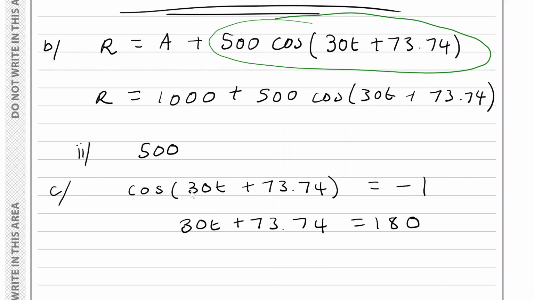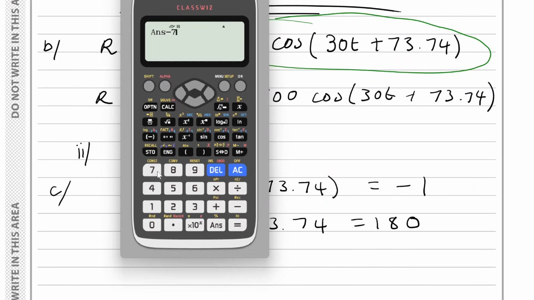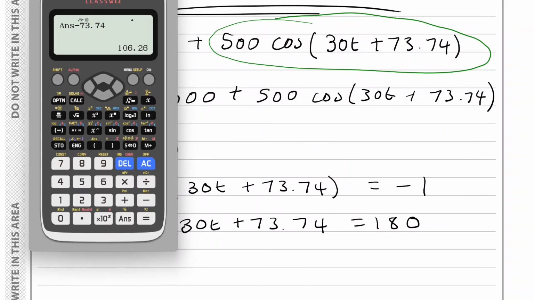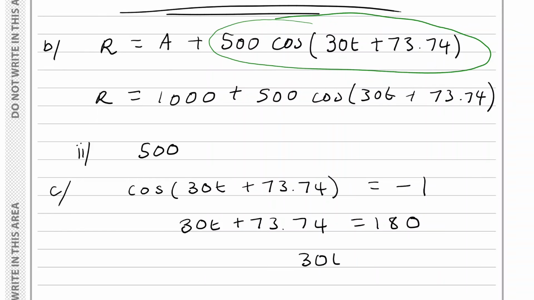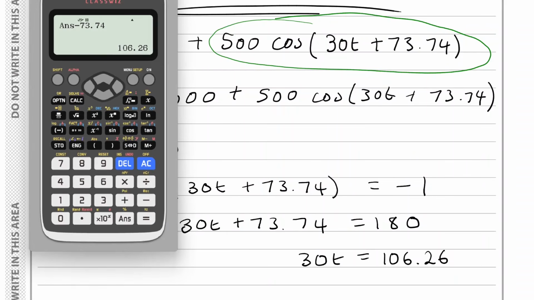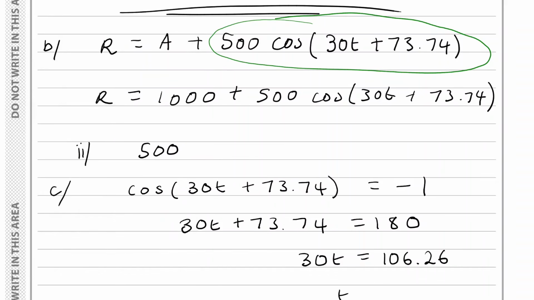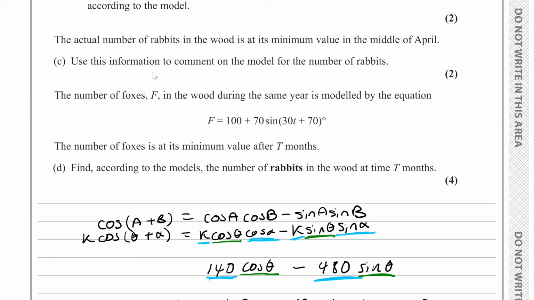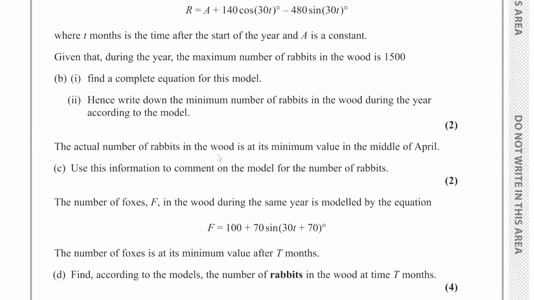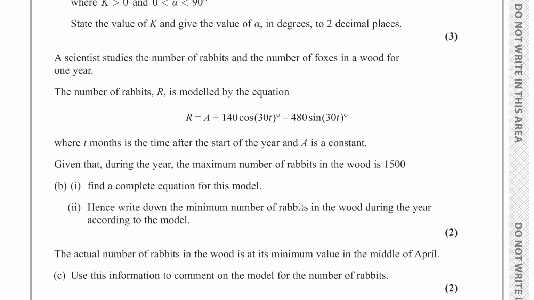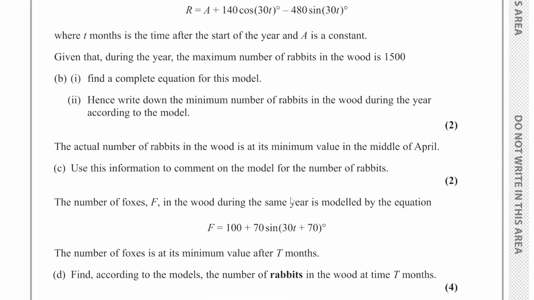So we're going to take away 73.74. That's 106.26. That's 30t, 106.26. Divide by 30. So t is 3.542. So the actual number of rabbits is at its minimum in the middle of April, and t is the number of months since the start of the year.